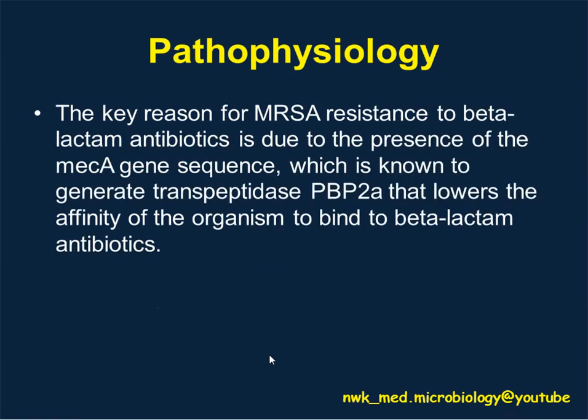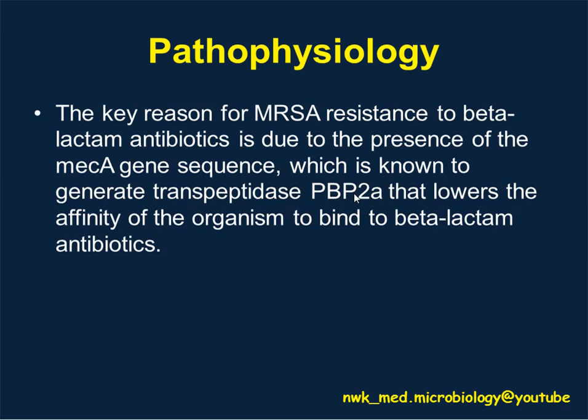As for the pathophysiology, the bacteria can produce this mutated form of penicillin binding protein because of the presence of this mecA gene. Because of this mecA gene, they can encode this mutated form of transpeptidase enzyme, which we also call PBP2A. By having this mutated form of transpeptidase enzyme, PBP2A, the antibiotics penicillin or methicillin or oxacillin are unable to bind to them.